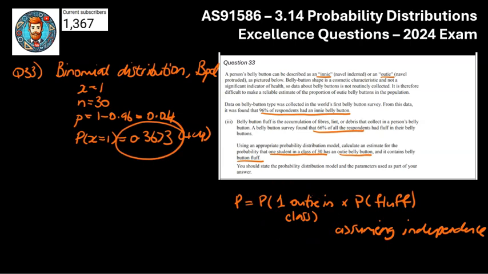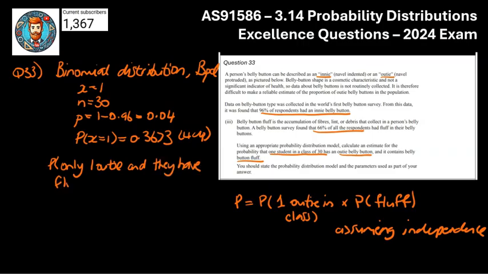I now just need to multiply this number by my fluff number. So the probability that there was only one outie in the class, I'm just going to write it in words: only one outie and they had fluff, that's going to be equal to 0.3673 times 0.66. Again, plug that into your calculator, and when I did that, I got 0.24243. I just realized I rounded to 5dp there. I normally round to 4, but I've done it in this case.